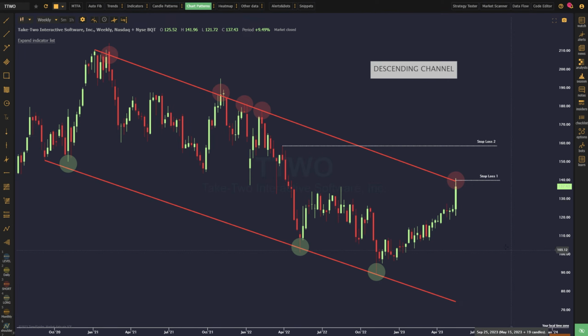To trade them, sell short near the upper trend line, resistance, and consider taking profit near the lower trend line, support. You can set a stop loss above the most recent swing high or just above the upper trend line.